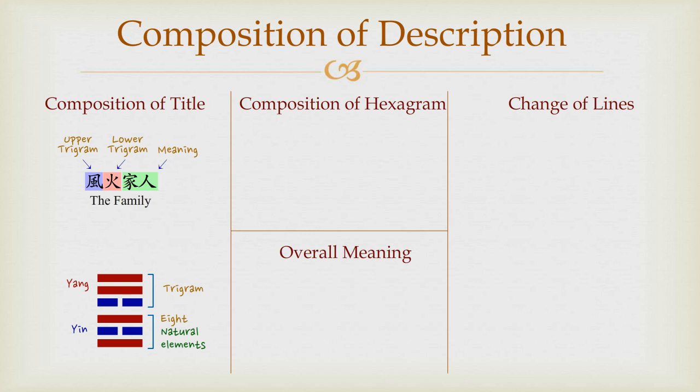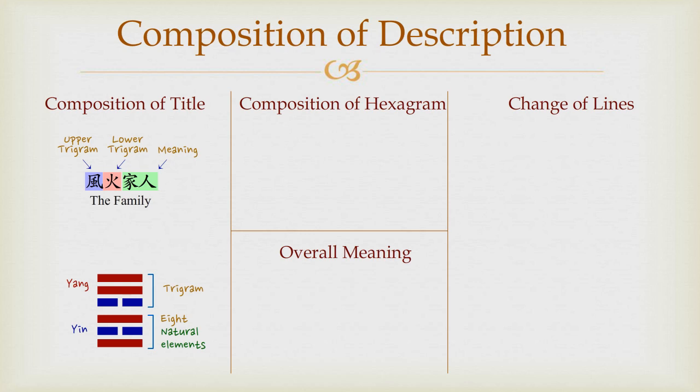For example, in this hexagram, the upper trigram consists of 2 yangs sitting above 1 yin, and it stands for wind. The first Chinese character also stands for wind. Similarly, both the lower trigram and the second Chinese character represent fire, which is a symbol in which a yin is embraced between 2 yangs. Finally, the last 2 Chinese characters, which stand for family members, imply that the overall meaning of this hexagram is related to a family.